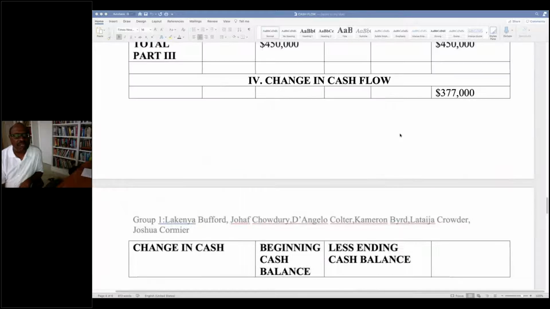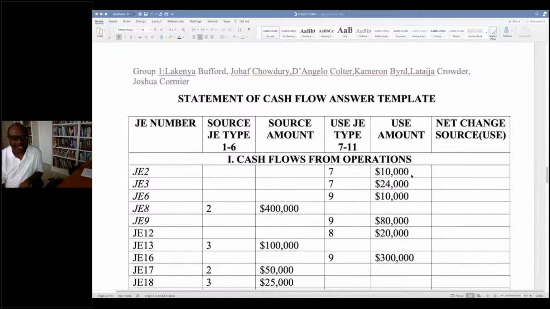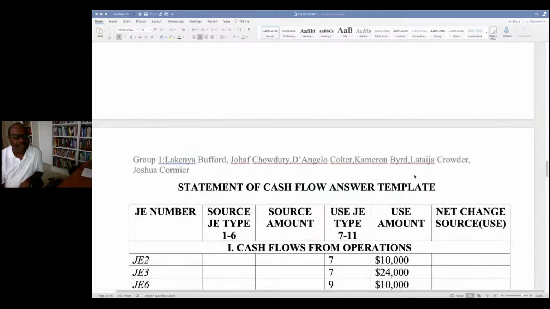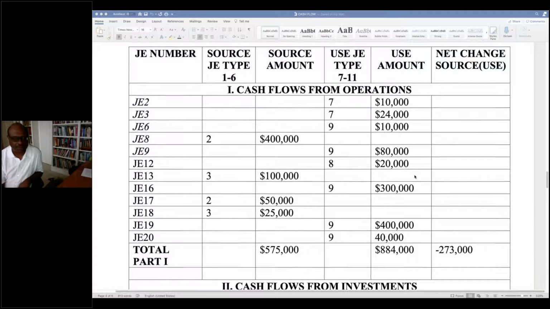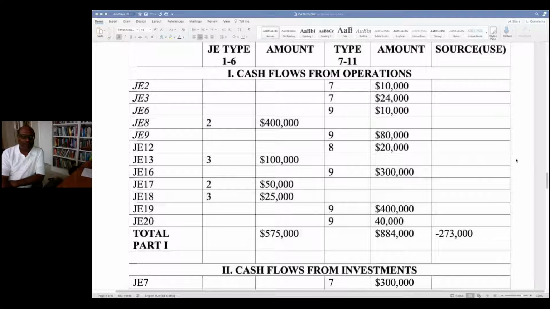Miss Buford, yes. What can you tell me about a statement of cash flow? What can I tell you about it? It wasn't that bad. That's what I can tell you about it. But you want to know, what's the purpose of it? What does a good statement of cash flow look like?